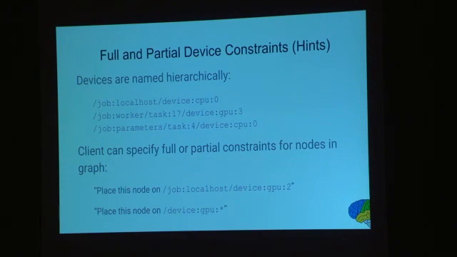Devices in our system are named hierarchically. We have a job name, a task number within a job, and each one of those tasks you can think of as a process. And each process is responsible for perhaps many different devices if each machine has multiple GPU cards. So you might say localhost CPU 0, or you might say worker task 17 GPU 3. And you can also specify only some of these constraints. So you can say device GPU star, meaning I have to have this node on some GPU, I don't care which one. Those kinds of things are fairly easy to express.